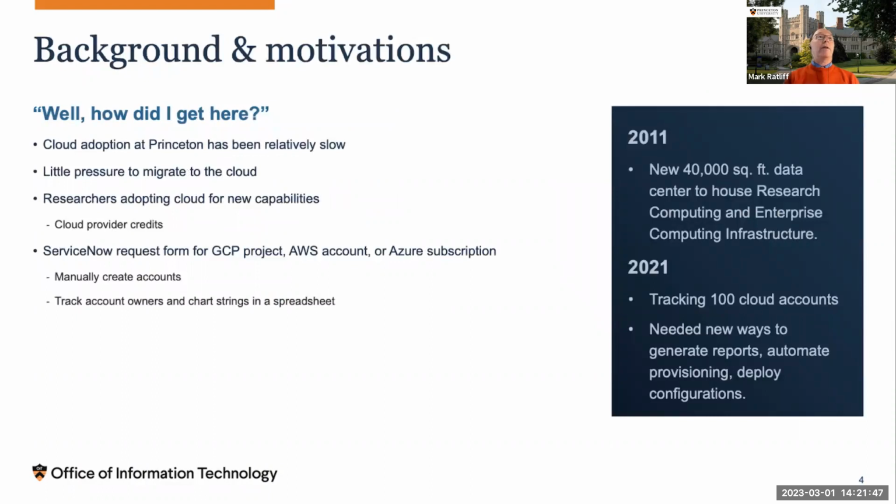So backgrounds, how did we get here? Well, up until recently, being a few years ago, cloud adoption at Princeton had been relatively slow, I would say. And I believe that is due in no small part to the fact that we completed construction of a brand new data center in 2011. And that data center houses our world-class research computing infrastructure, as well as our enterprise computing infrastructure. And we've just had little to no pressure really to migrate on-premises resources to the cloud. We didn't have any space issues or resource issues to drive cloud adoption from that perspective.